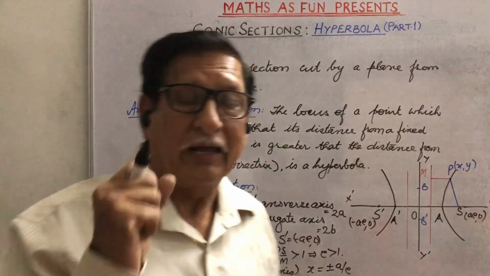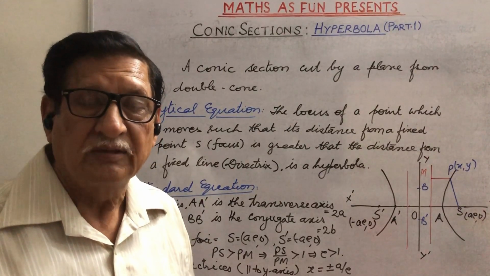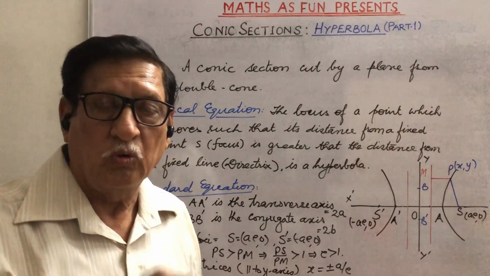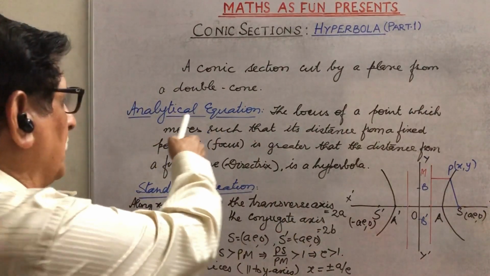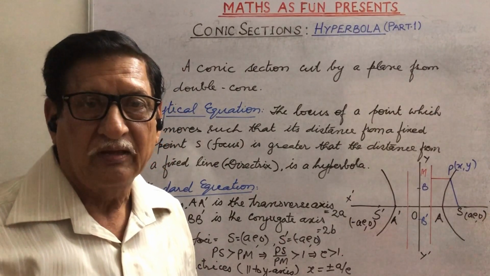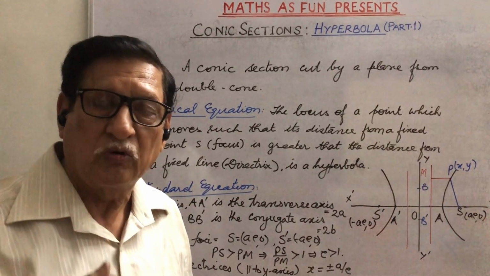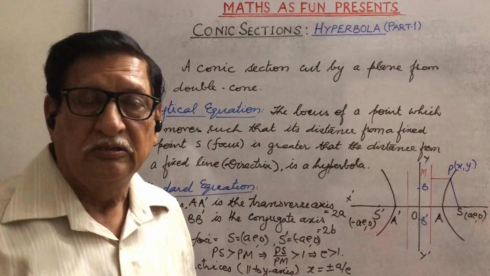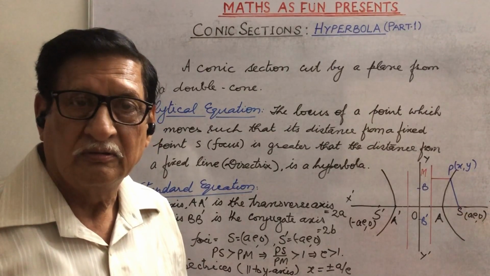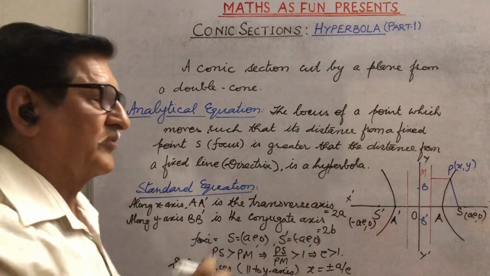We have already known and understood in the video for the introduction of the conic sections that a hyperbola is a conic section cut by a plane from the double cone. In case we want to know about the analytical equation of a hyperbola, we say that it is the locus of a point which moves such that its distance from a fixed point S, which we call the focus, is greater than the distance of the point from a fixed line, which is known as the directrix, is a hyperbola.